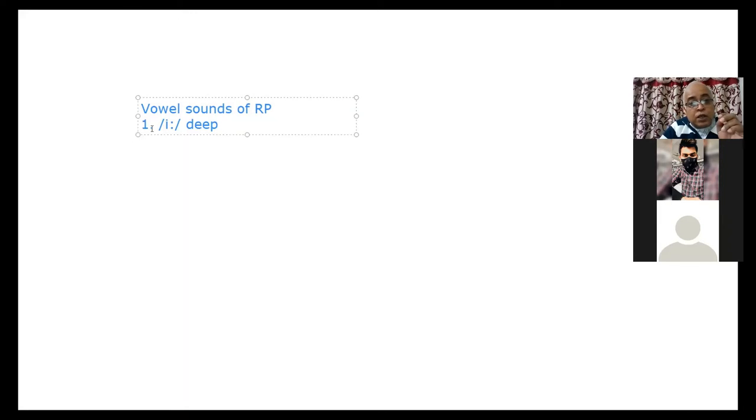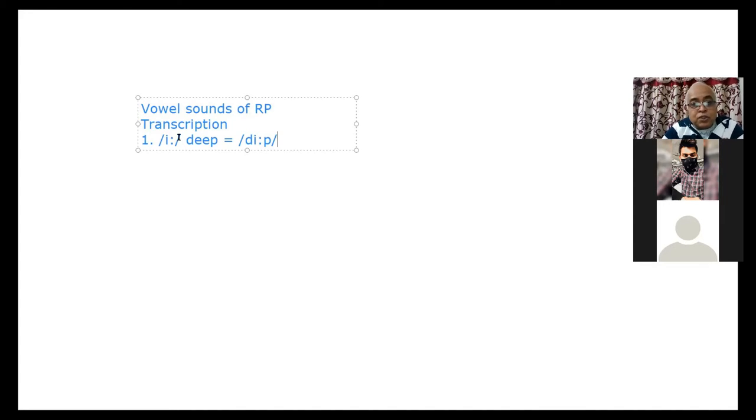See, the vowel number one, E, little long. Let us first write our first transcription. You will be asked to transcribe a few words. So when they ask us to transcribe this word deep, how many letters are there in this word? Four letters. How many sounds are there? Three sounds. D, E, and P. So first we'll give a slant line. Then we'll write a D, E, and P. Deep.